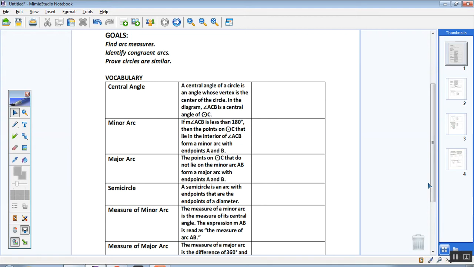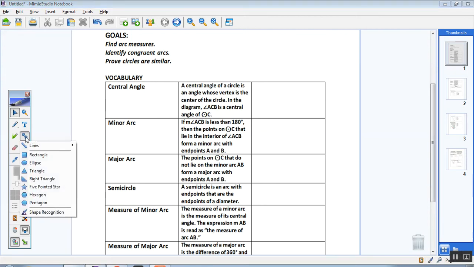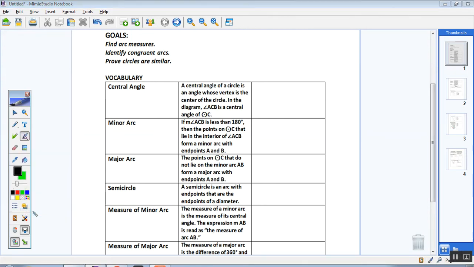Central angle. I need a volunteer to read that definition for me. A central angle of a circle is an angle whose vertex is the center of the circle. In the diagram, ACB is a central angle of a circle. Okay, so let's form this. ACB is going to be my central angle. So I'm going to start with a circle here. This circle is going to look like the following. I'll do my best. There it is. ACB is my what?